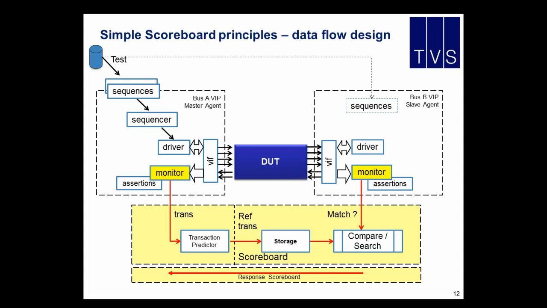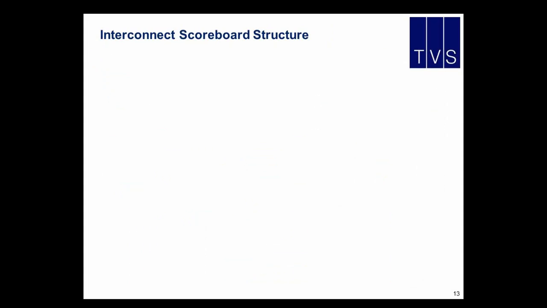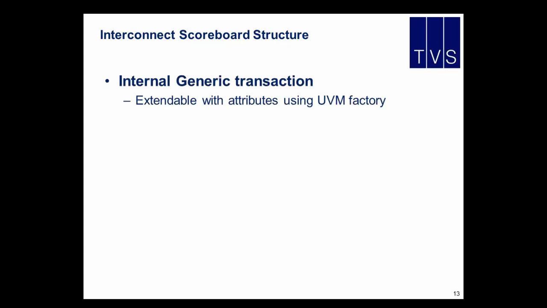So the scoreboard structure we came up with is a scoreboard with an internal generic transaction so that we can plug it to any kind of verification IPs. We can extend it using the attributes. These generic transactions between the monitor of the verification IP and the scoreboard are translated using adapters. And this is the bus specific part of the scoreboard.